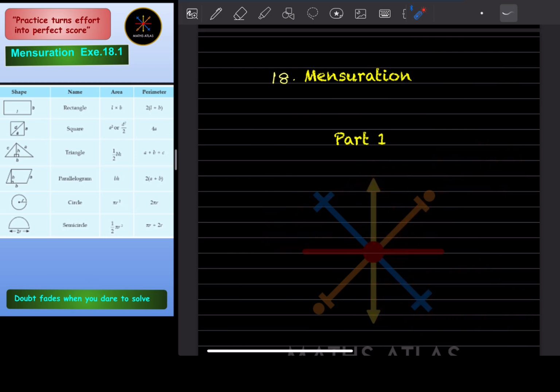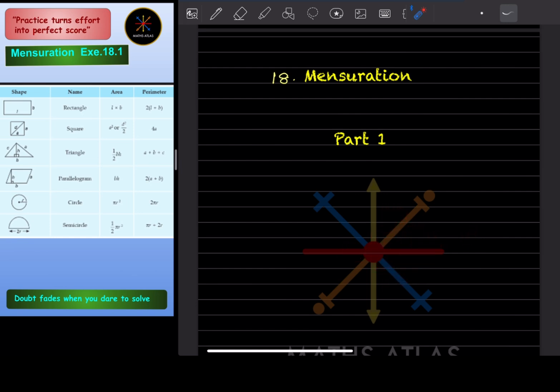Now for the square, the area will be A square, or D square by 2, where D is the diagonal. And the perimeter is 4A. Again, because in a square we have all the sides equal. Suppose we consider this side as A. When you add all of them, that is going to be 4A.